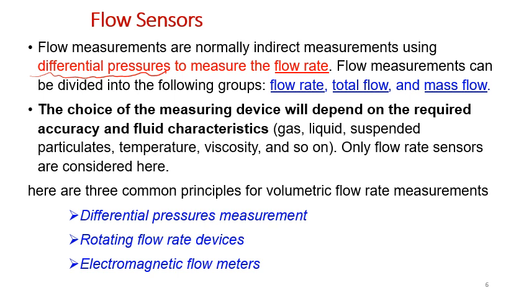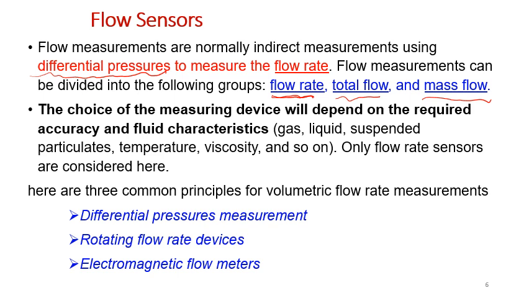What are we measuring in the flow? I mean, in terms of a flow, what are we measuring? We are measuring the flow rate. I mean, the sensors which we are going to use to measure the flow. Used for what? They are used to measure the flow rate or the total flow and the mass flow.